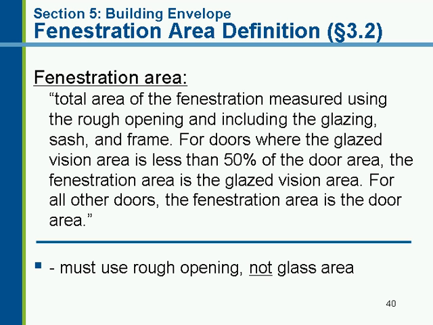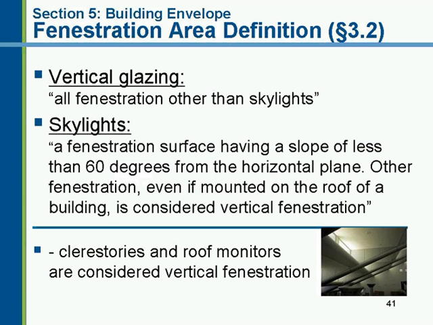Looking at the definitions in section 3.2, the fenestration area is the total area measured using rough opening, including, again, the glass, sash, and the frame. If the glazed area is less than 50% of the door area for doors, then it's the vision area. For all other doors, it's the door area. So again, rough opening, not the glass area.